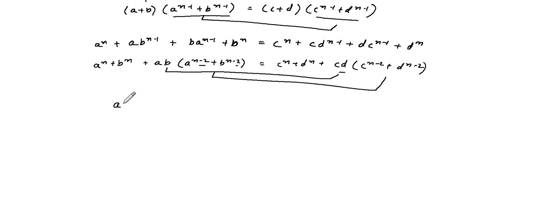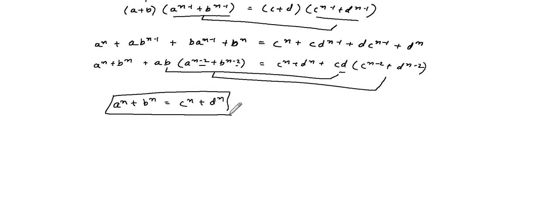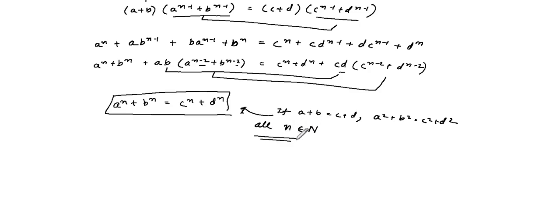So it is a general thing that a to the power n plus b to the power n will be equal to c to the power n plus d to the power n. So basically, we can say that if a plus b is equal to c plus d, and at the very same time a square plus b square is equal to c square plus d square, then it holds true for all n belonging to natural numbers. We can simply say this.